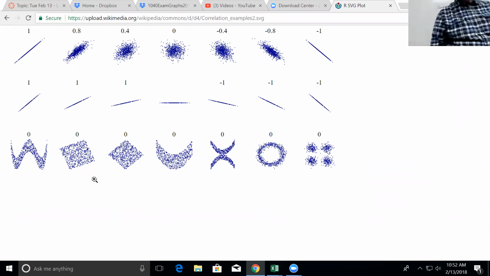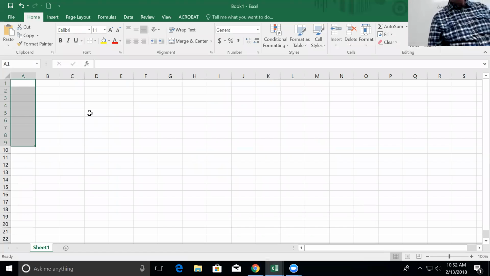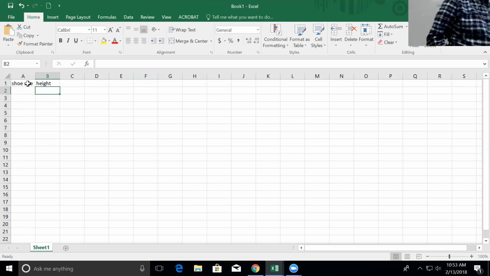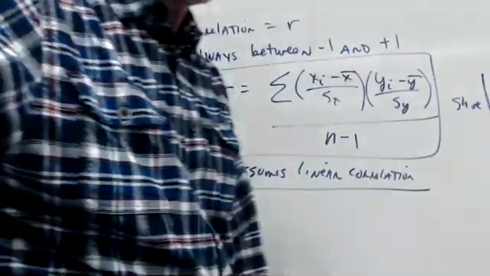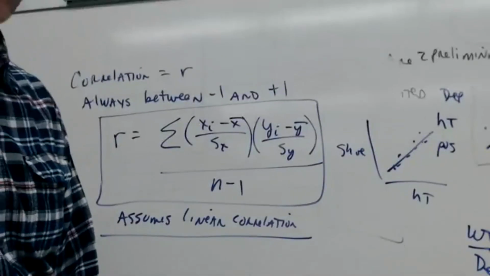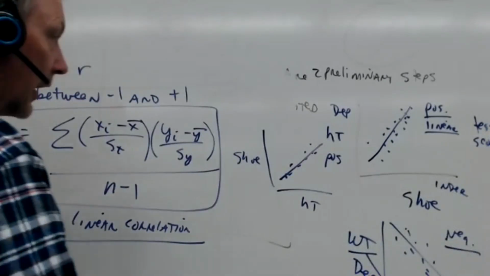Now, here's what I would like to do. I would like to go ahead and collect some data here. And we're going to collect shoe size and height. And we're going to see how strongly they're correlated. Now, by the way, let me do one more thing before I stop sharing this.